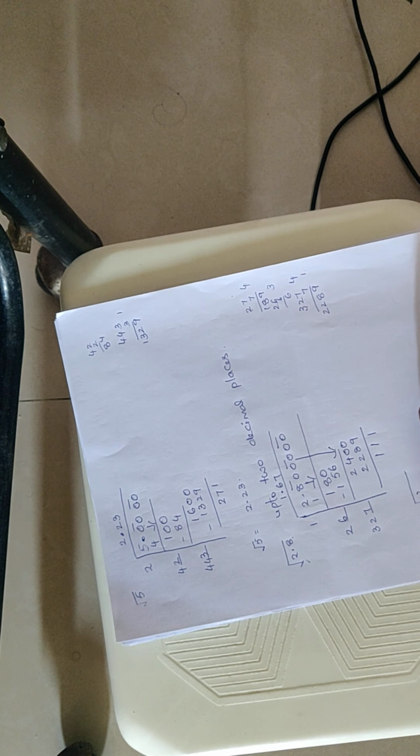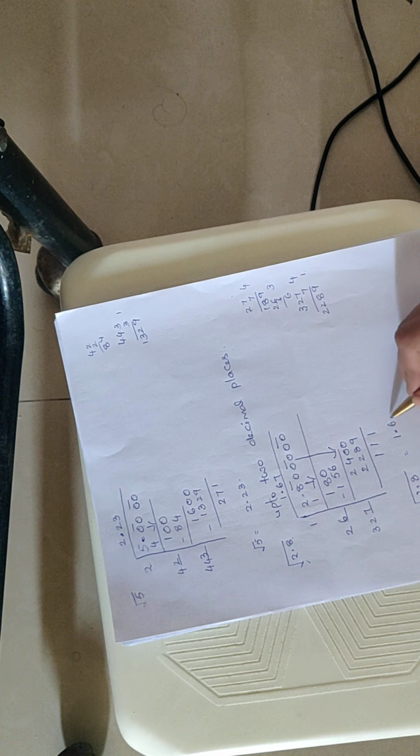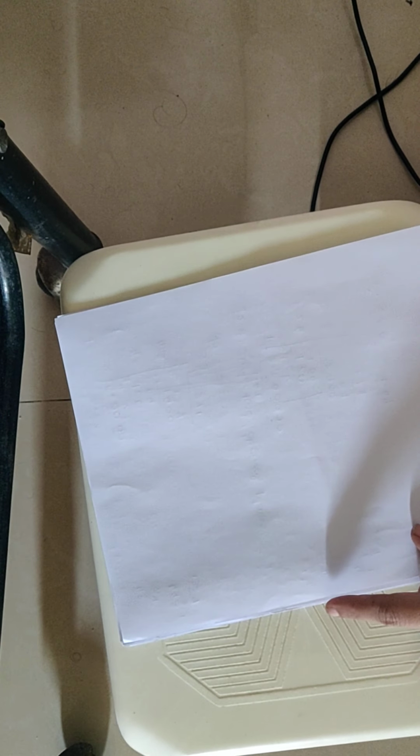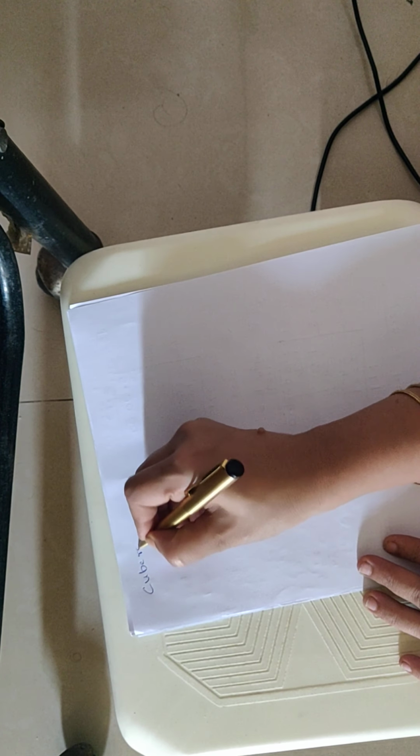Therefore, root 2.8 up to 2 decimal places is 1.69. After that, we will learn to find out cube roots.